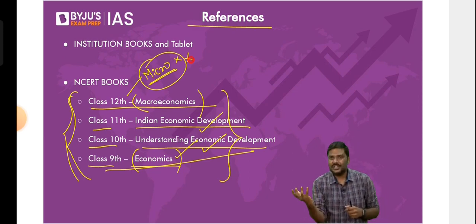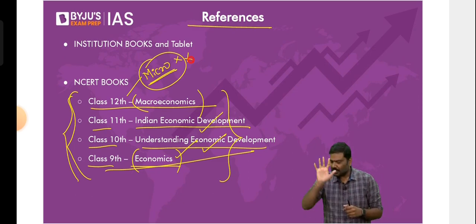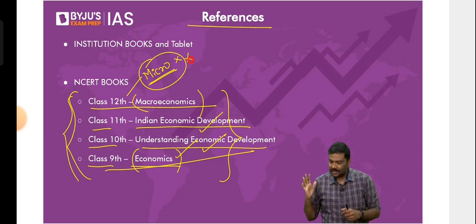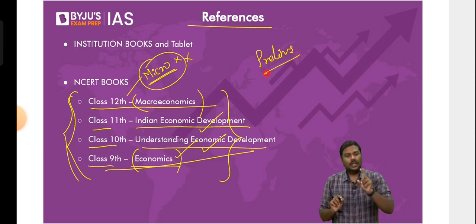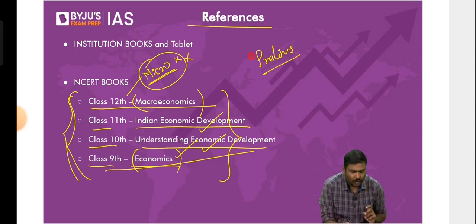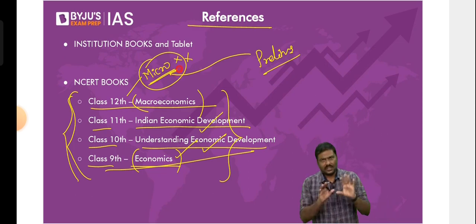So how can I know what kind of questions are asked? Look at the last 5 years' questions. Simple. You will simply understand what kind of questions are asked. In UPSC prelims, if you look at the trend, once every 2 or 3 years, one question will come from the concept of microeconomics.